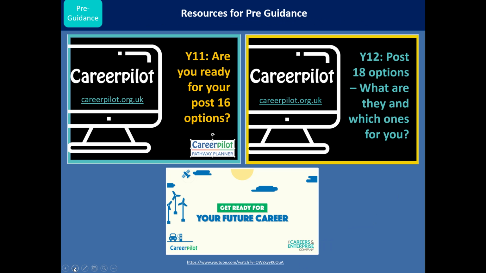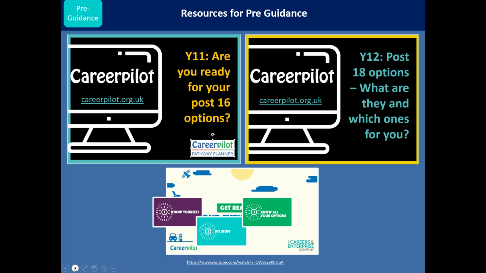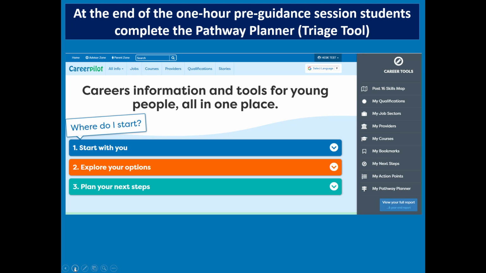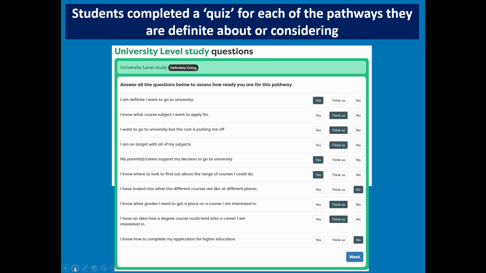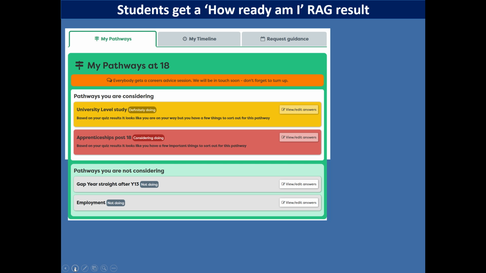So resources, we've got presentations you can use with year 11, year 12, we've got a video where we flag up 4 things students can do to build their own careers management skills. And then they're going to do the pathway planner. As I said, they won't be able to see this unless you put them in a pathway planner school. So they'll be able to see the pathways they can choose. They'll do a guidance quiz. They'll answer the questions. They'll get their red, amber, green score.